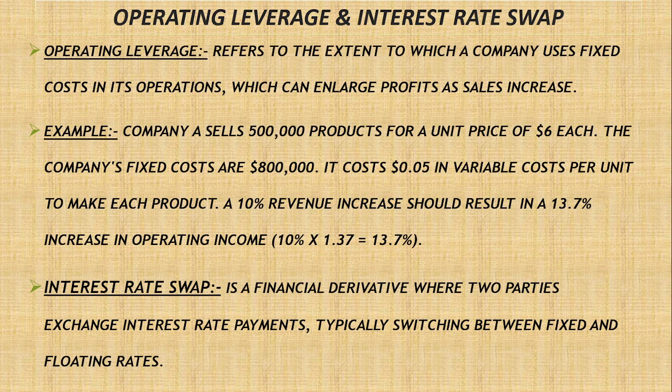Example: Company A sells 500,000 products for a unit price of $6 each. The company's fixed costs are 800,000 US dollars. It costs $0.05 in variable costs per unit to make each product. A 10% revenue increase should result in a 13.5% increase in operating income. That's 10% multiplied by 1.37.